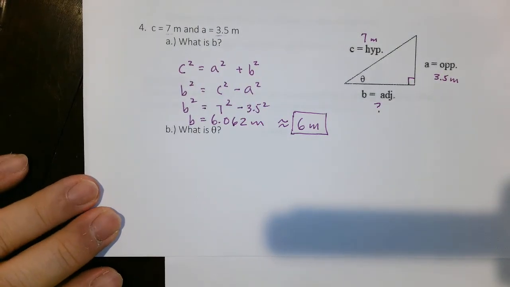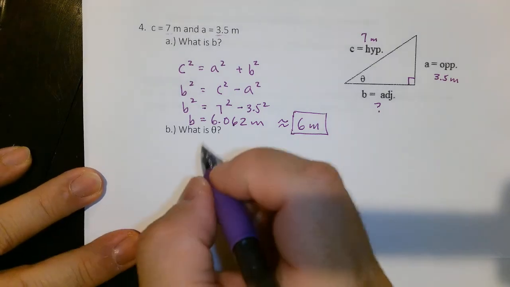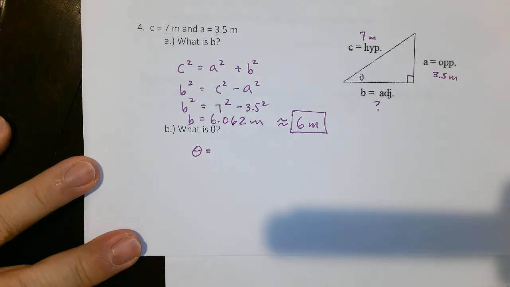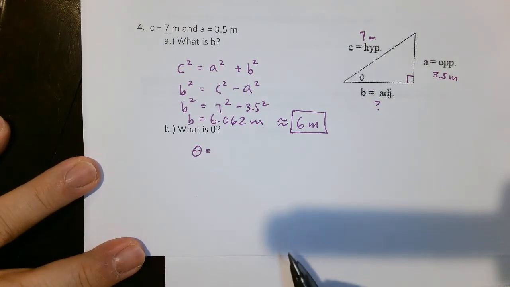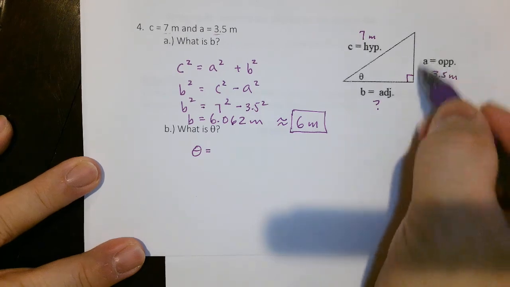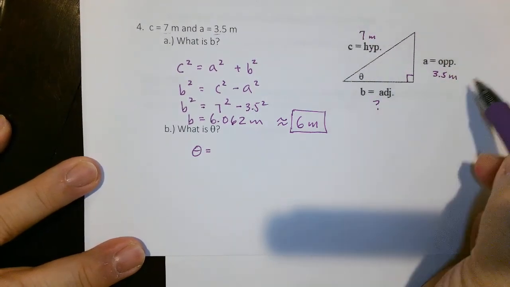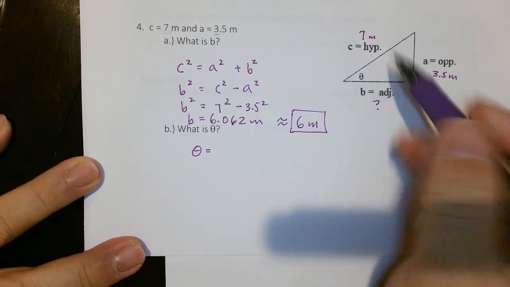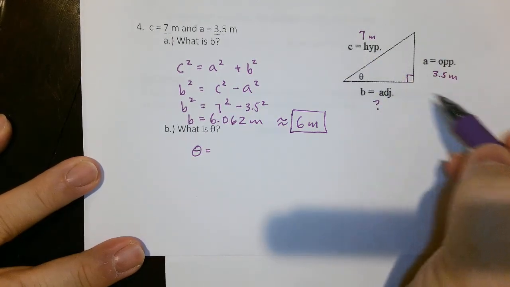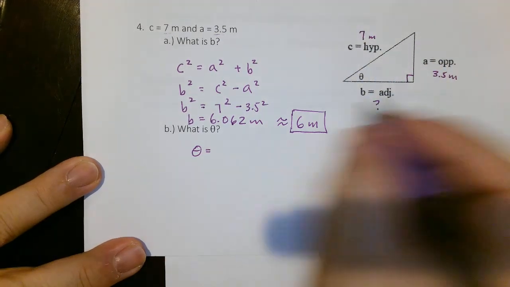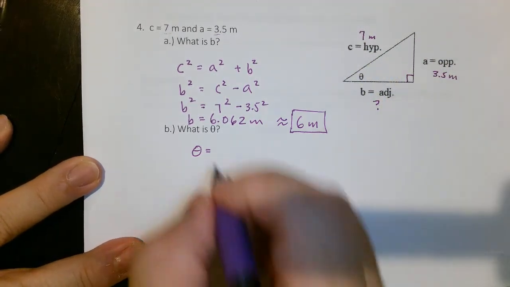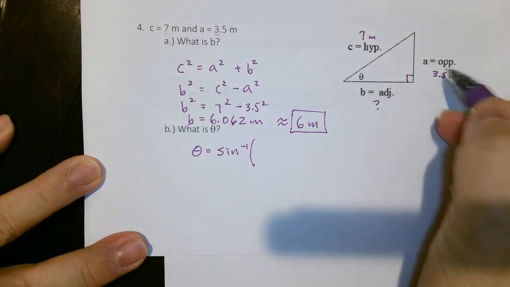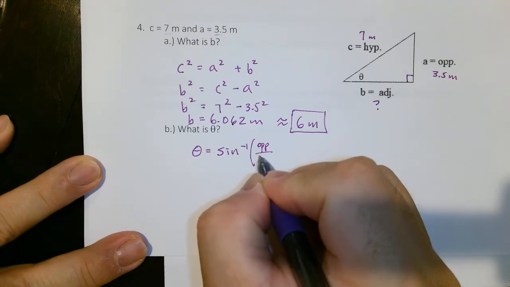What is theta, right? Well, we can do this theta many different ways because we know all three components. We can do sine, cosine, or tan, right? If we were to use what's given to us in the problem, which is the opposite and hypotenuse, because what if we did this one wrong? Then we're going to double jeopardize ourselves. So if we were to use the ones that are given to us, maybe we should use sine, right? So sine inverse of opposite over hypotenuse.